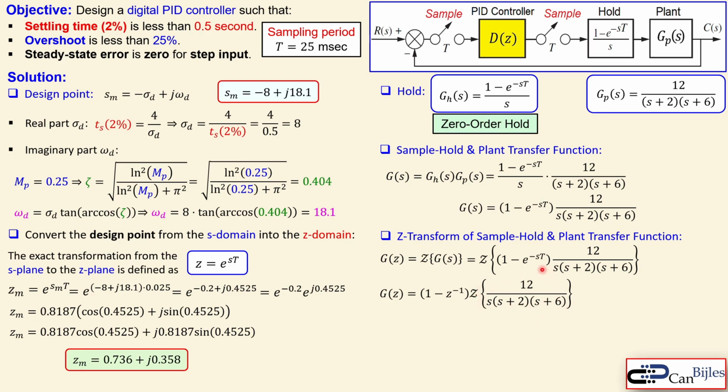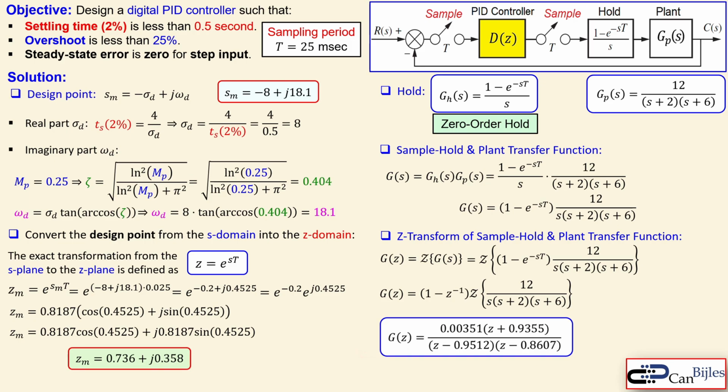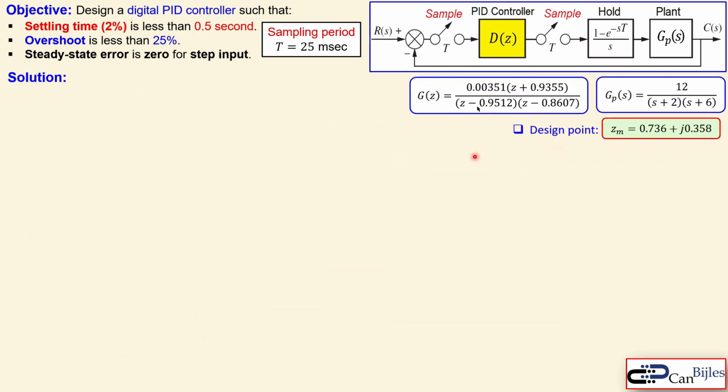Now this can be split into 3 fractions or 3 parts using partial fraction expansion in the Laplace domain still, and then take each fraction and convert that to the z domain using the table for Laplace transformation to the z transformation. That can be done, and so I leave the details out. That is quite straightforward. So the result is the transfer function here, which is our z transform of our plant, sample and hold operation together.